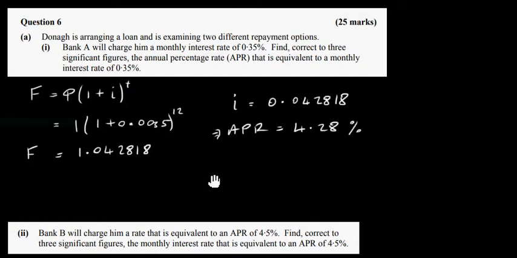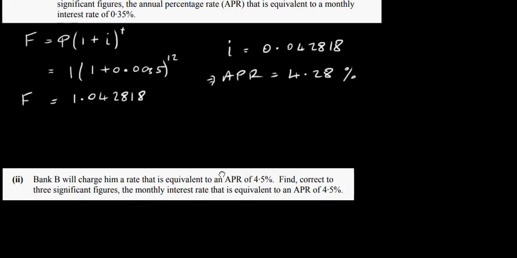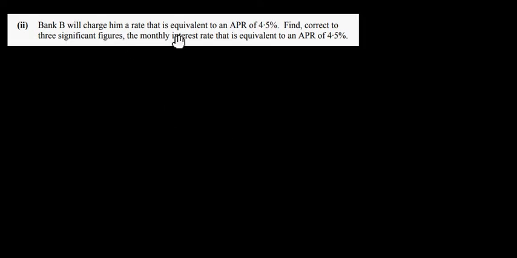So let's look at part A2 then. Now in this particular case we have Bank B, and Bank B will charge him an APR of 4.5%. So now we have the annual rate, and what we've got to do is work backwards to find the monthly rate to three significant figures equivalent to that APR. So again, we start with our F is equal to P times 1 plus I to the power of T.